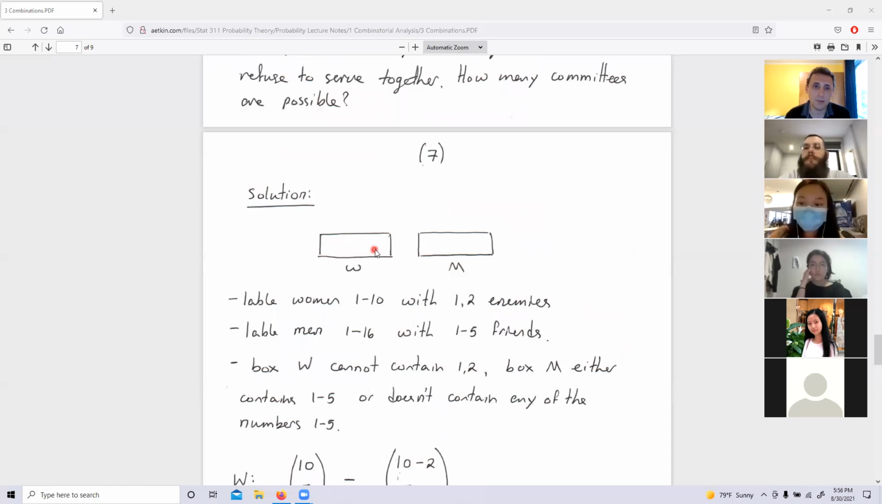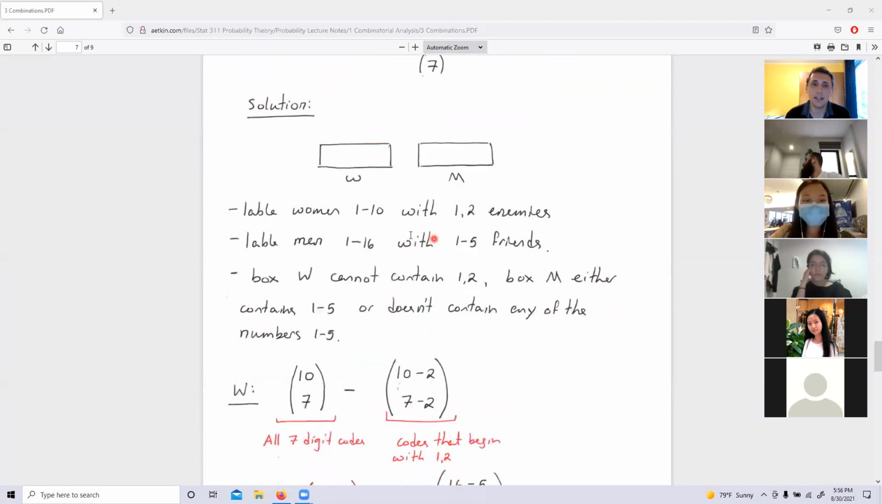So in this document, I see women and men. We can label women 1 through 10, where 1 and 2 are the enemies. Label men as 1 through 16, where 1 through 5 are friends.